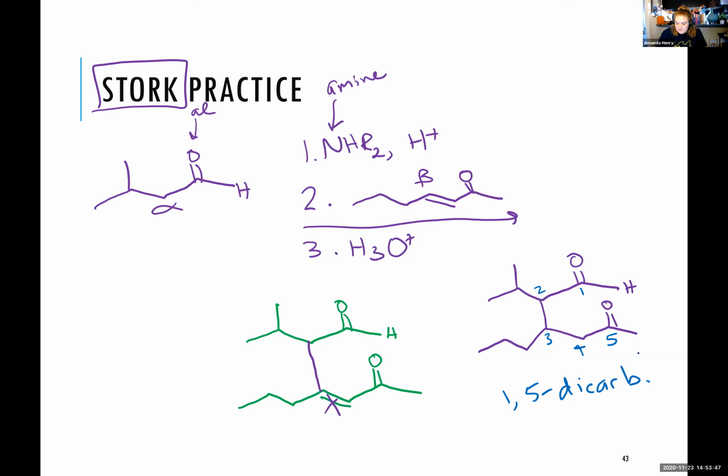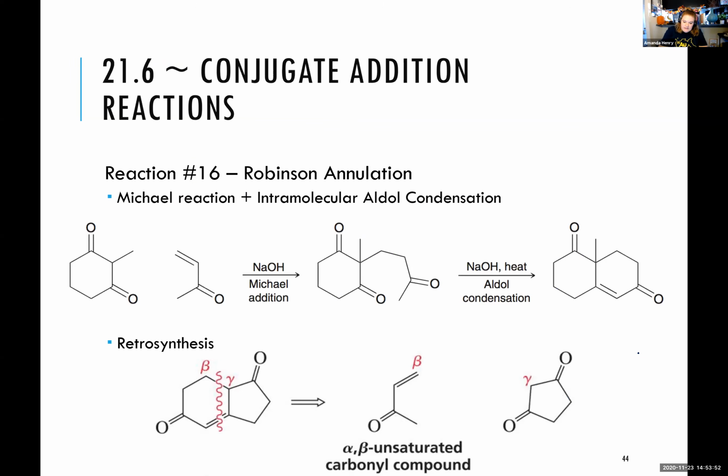Okay. We have one more reaction in this chapter then. Our last reaction is called a Robinson annulation. Annulation is a fancy way to say that it's going to make a ring. So Robinson reaction. And look at that second bullet point. It's already telling us that this is going to be a Michael reaction combined with an intramolecular aldol condensation. So 2 new reactions, but it kind of means that it's not a brand new reaction. We're just combining 2 things that we already know.